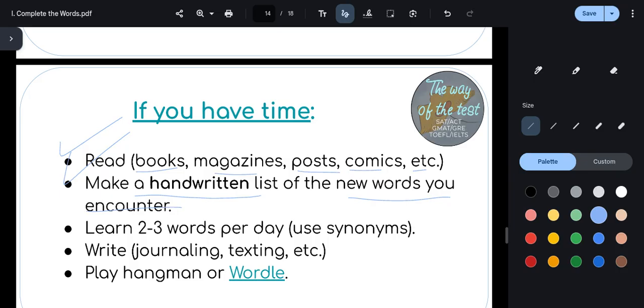I don't want you to use autocorrect. So I don't want you to just put them in Keep Notes or some notes app or Google Doc or whatever. No, open your notebook, write down the words, spell them, get used to spelling the words. And you can increase your vocabulary by learning 2 to 3 words per day. You want to do this using synonyms. I have a video about how to increase your vocabulary.